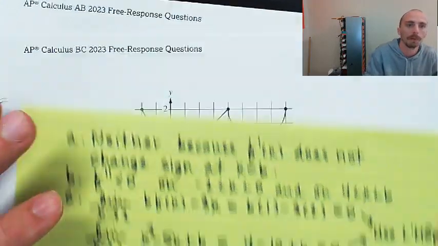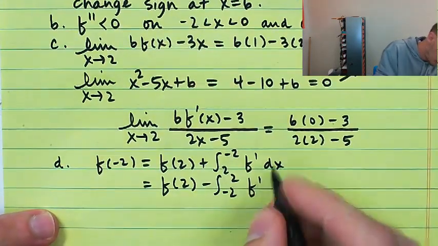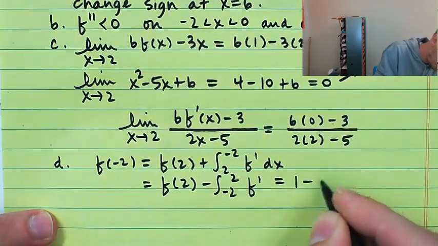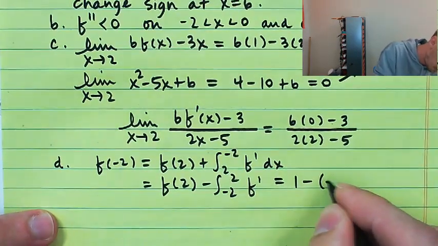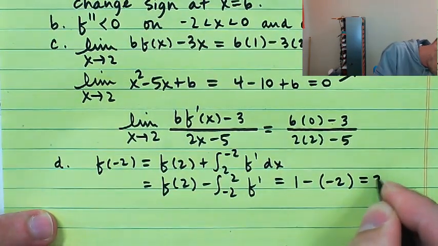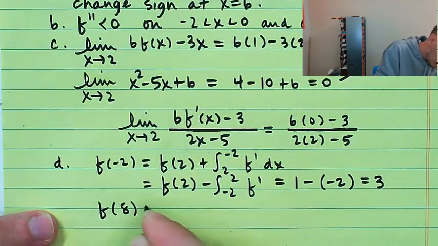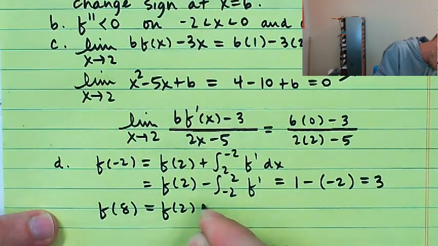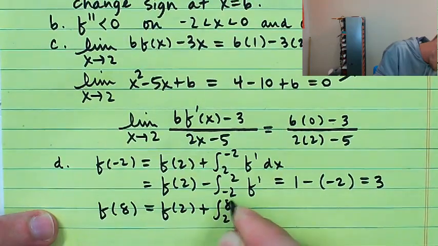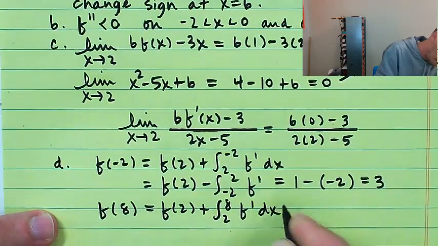Okay, and what was f of 2 again? It is equal to 1. All right, so I'm going to say that this is equal to 1 minus the integral we determined was -2. And so it's going to be 3. Okay. Then I need to check the other endpoint. F of 8 is going to equal f of 2 plus forward integrating from 2 to 8 on f prime.